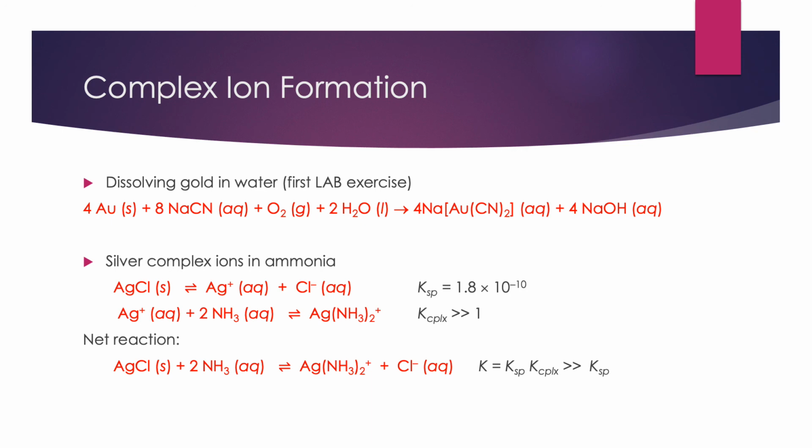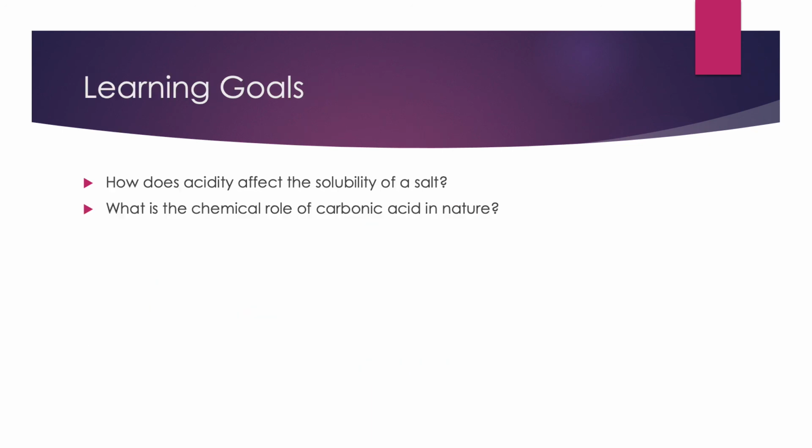The net reaction for this process is going to be that we have solid silver chloride reacting with two ammonias to form the complex ion, the silver ammonia complex ion, and chloride ions. And that equilibrium constant, again, tends to be greater than the solubility product constant of the original silver chloride. So this aids the solubility of silver chloride in water.